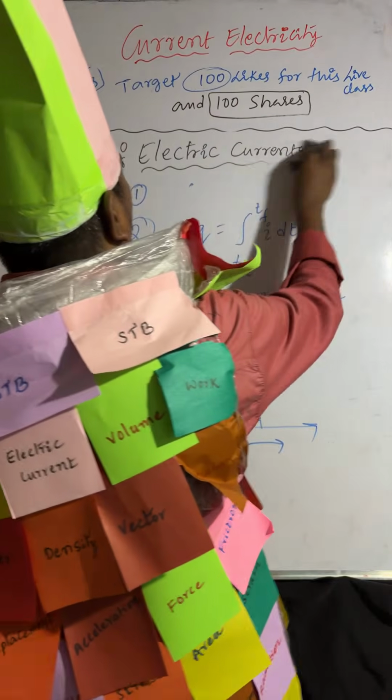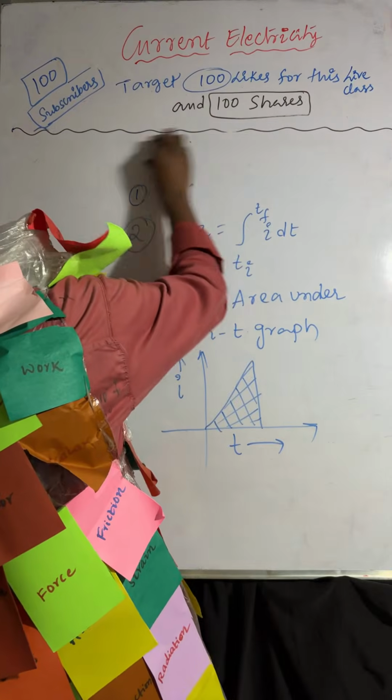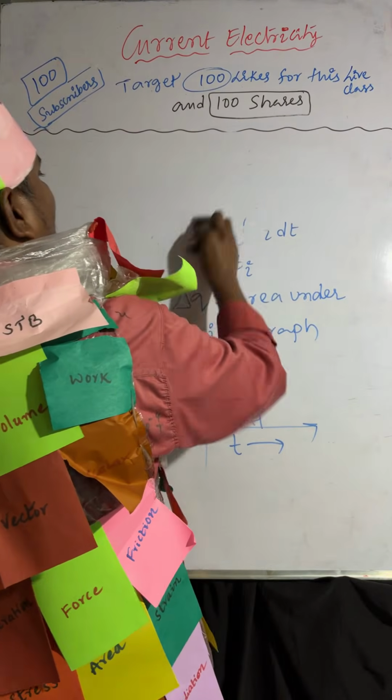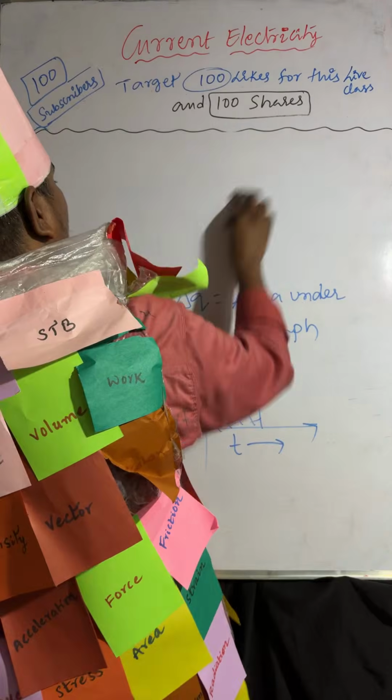Based on magnitude and direction, current can be divided into 2 parts.